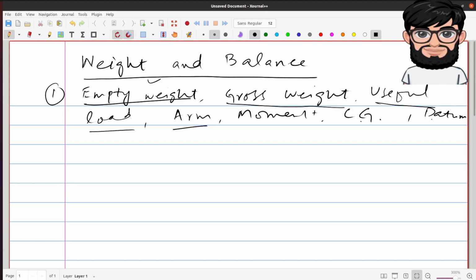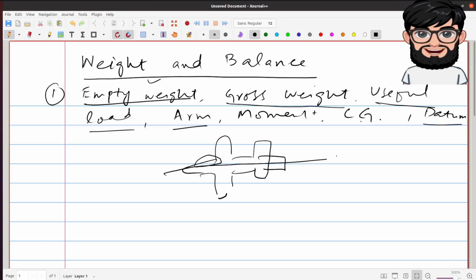Arm. Before arm, let's just cover the datum first. So let's say this is the plane, right? And that's the cockpit. So there is an imaginary line, and this is basically coming from the manufacturer. Datum is an imaginary vertical plane, and all the arm measurements are taken through this datum line, and it is established by the manufacturer.